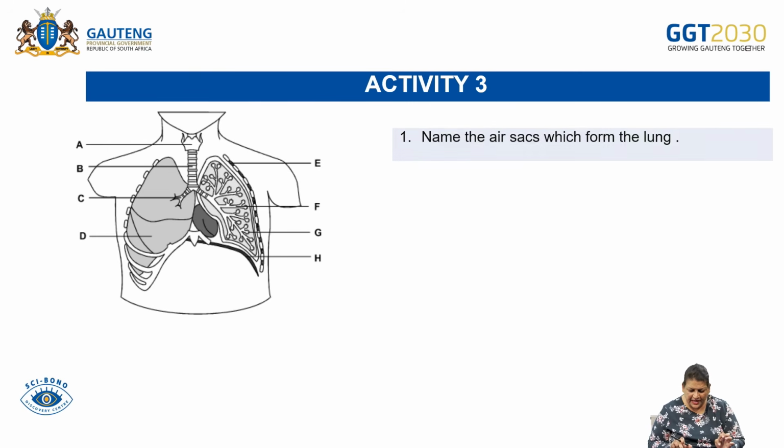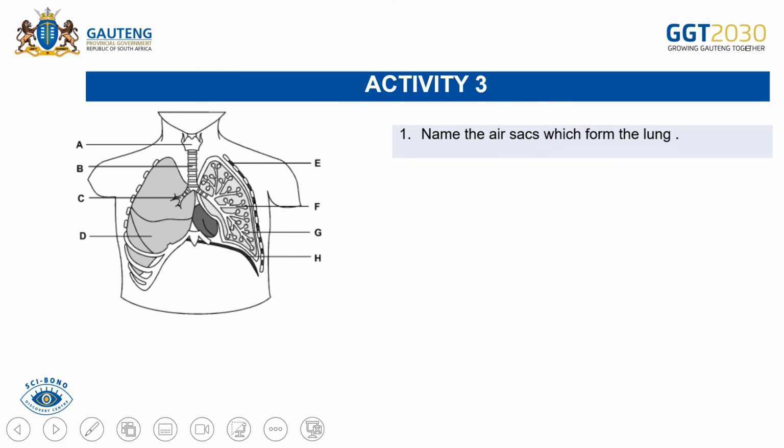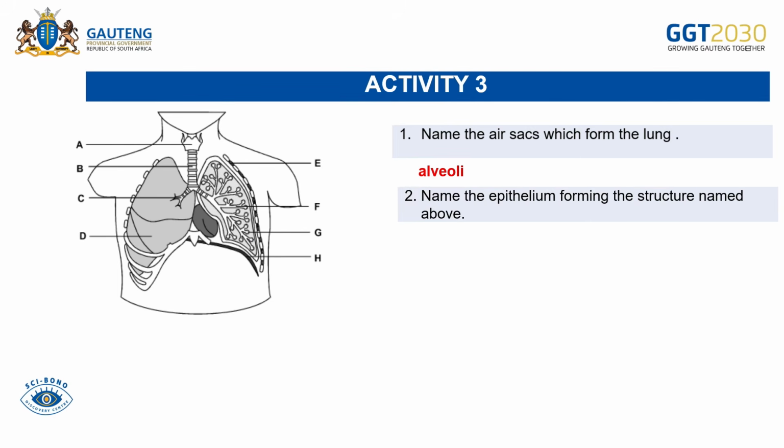Right. Name the air sacs which form the lung. The air sacs that form the lung are going to be our alveoli, okay? So our alveoli are the ones that form the air sacs. The air sac is called the alveoli.